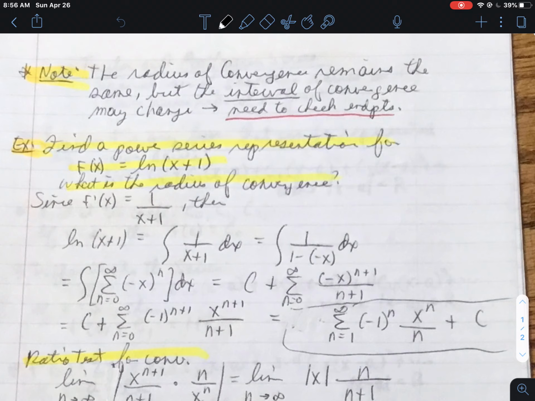So let's say, for example, I want to find a power series representation for the function f of x equals natural log of x plus 1, right? That's not a function that I can put in the form of 1 over 1 minus something. But what is the derivative of ln of x plus 1? Remember, our derivative of the natural log is 1 over the argument times the derivative of the argument. So in this case, the derivative of ln of x plus 1 is simply 1 over x plus 1. That's f prime. So if f prime is 1 over x plus 1, then the ln of x plus 1 is the antiderivative of that, right? So I could represent ln of x plus 1 as the integral of 1 over x plus 1 dx.